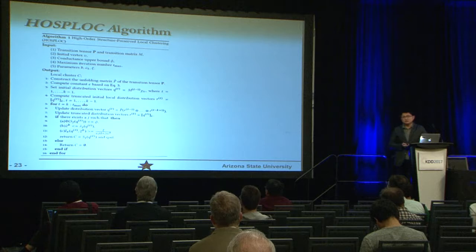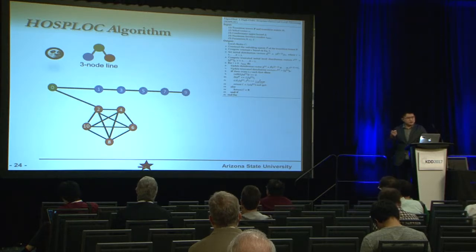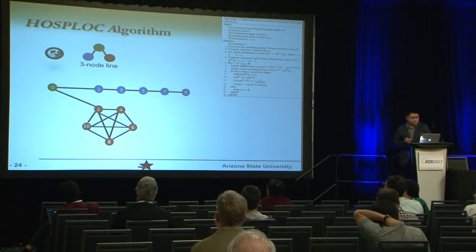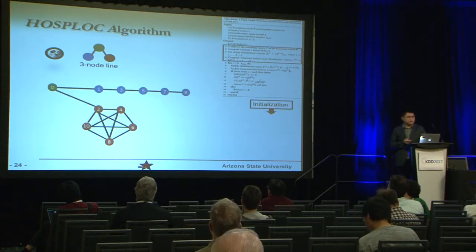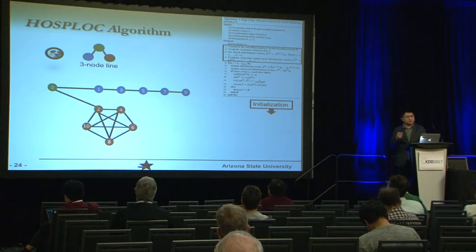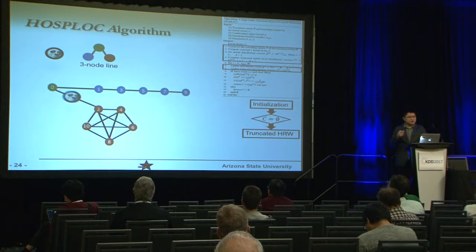And here is the proposed algorithm, but I don't want to go through it. I made a simple demo to better illustrate it. Suppose the user-defined structure is the 3-node line, and the bottom one is a given figure. We first do the initialization, which calculates the initial truncated local distribution vectors. Then we conduct high-order random walks to explore the neighborhood of the initial vertex 0.